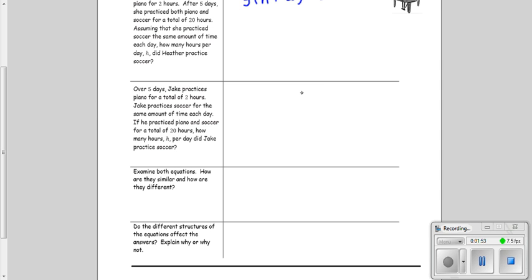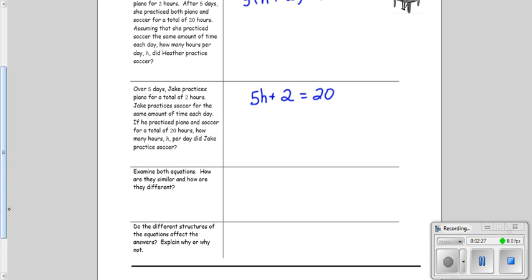So again, the total is 20 hours, and Jake practiced piano and soccer. We know that the piano practice was 2, but it is 2 hours total, not 2 hours per day. The soccer is the same amount of time per day for 5 days. 5 days and H hours per day is written as 5H. And the sum of the soccer hours plus the piano hours equals 20.